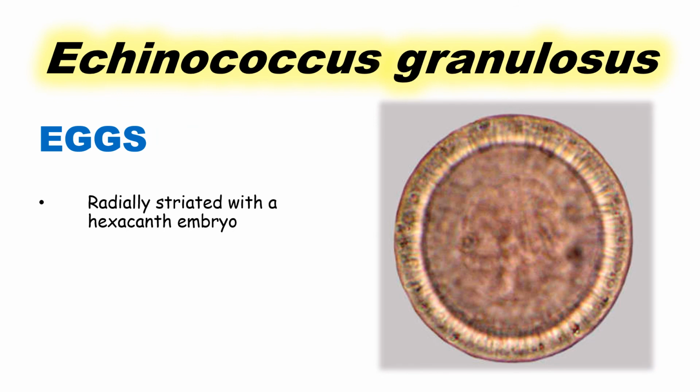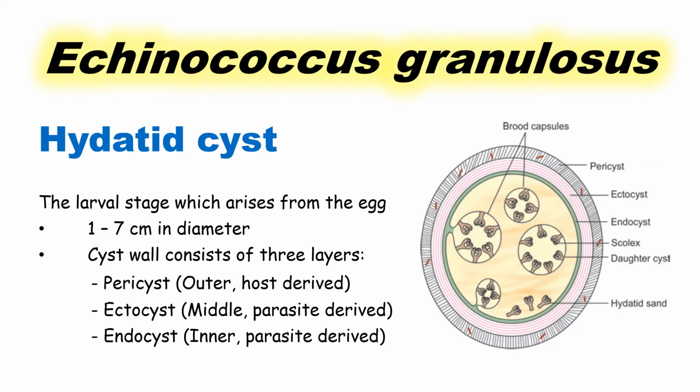Echinococcus granulosus eggs are radially striated with the hexacanth embryo. It resembles Taenia eggs. Guys, take note: Echinococcus granulosus is considered the smallest among all the cestodes, but the one infecting humans is H. nana. The larval stage of Echinococcus granulosus here is the hydatid cyst.